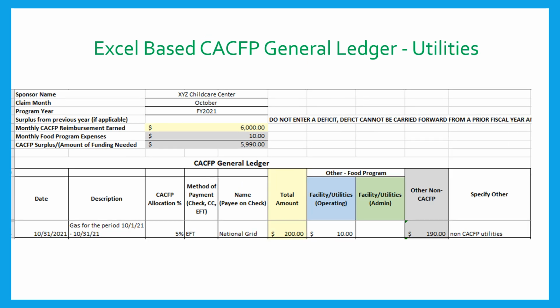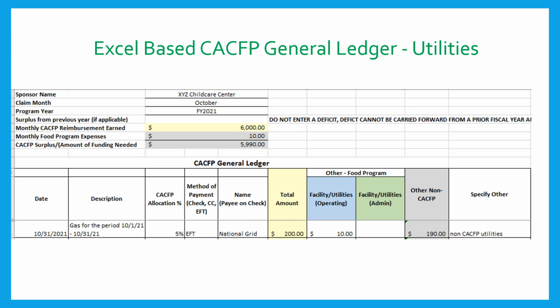On this slide, we have an example of how to enter a utility bill. Again, we've hidden some columns within the worksheet to show only the applicable columns for this example. As this example is for the month of October, the utilities entered in this tab should reflect utilities consumed in the month of October, regardless of the bill date and the date on which the bill is actually paid. You'll see in this example that in the description, this is gas for the period from 10/1/21 to 10/31/21.